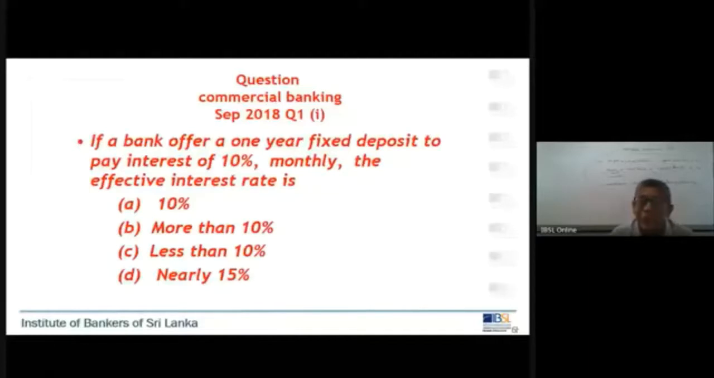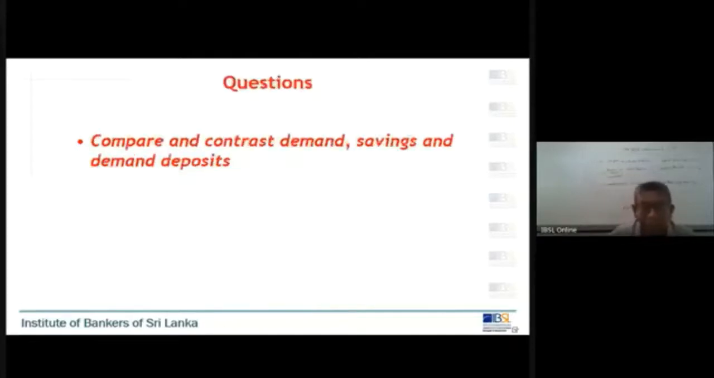If you get your interest for a one year deposit, what is the rate of interest? 10%. That means the effective interest rate is equal to the normal one year rate. If your fixed deposit is for two years, with annual rate 10%, what is the effective rate? Less than 10%. But in this case, the fixed deposit pays interest monthly, that means more than 10%. So what may be the correct answer? More than 10%. Clear? The answer is more than 10%.